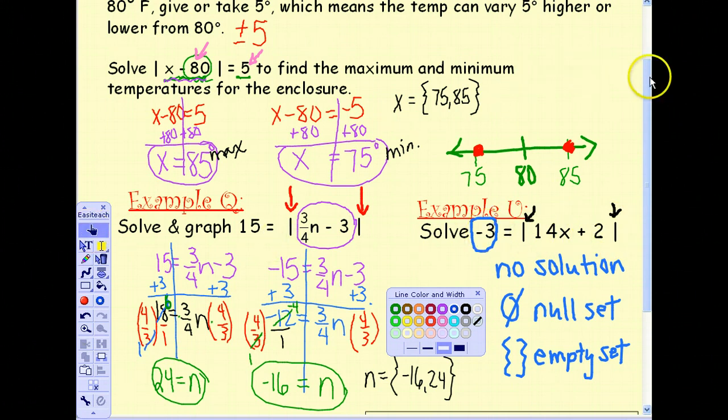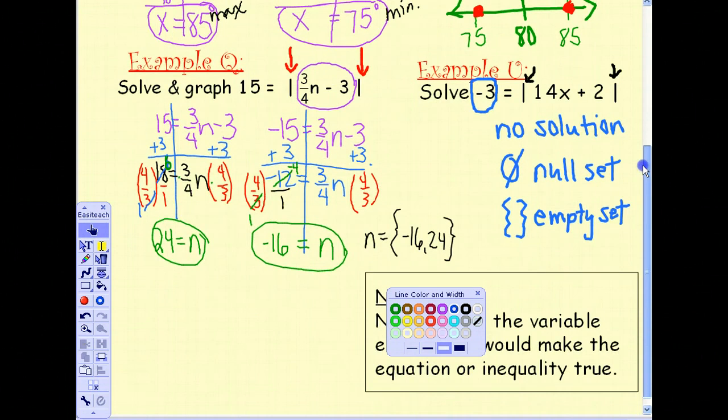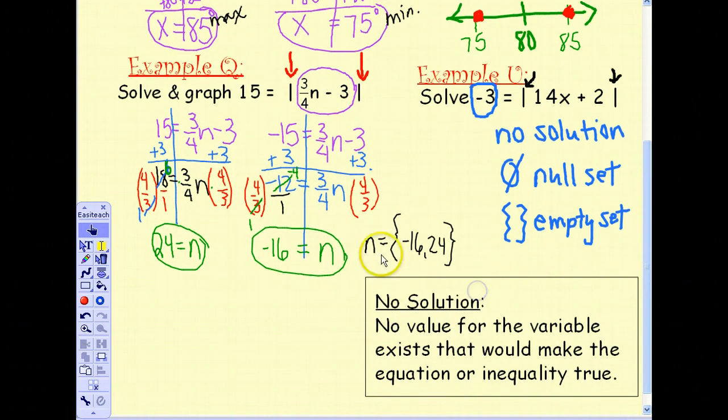Okay, I've got one more vocabulary word, and here it is, the no solution vocab. Again, pause the video if you need to, copy down this vocab, no solution. No value for the variable exists that would make the equation or the inequality true. So this works for equations and inequalities.